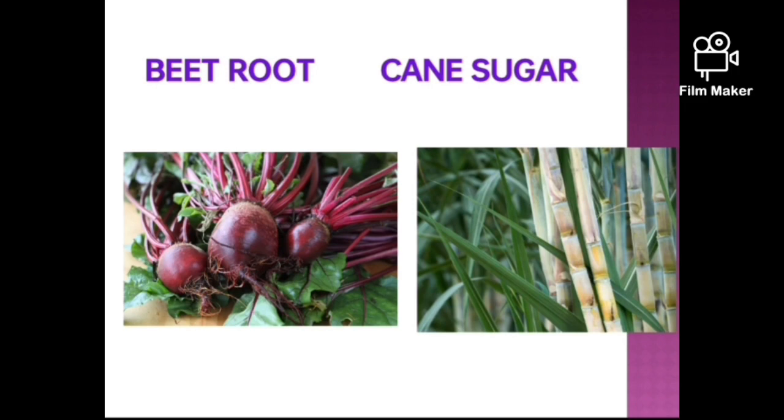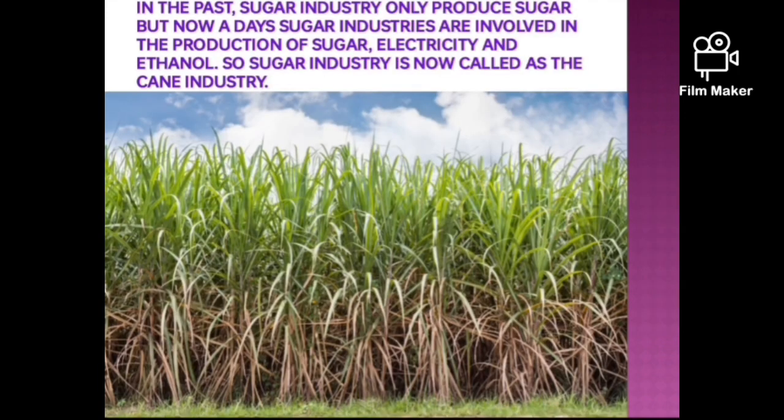In this slide, you can see the diagrammatic representation of beetroot and cane sugar. The first one is beetroot. It is of red color, dark maroon colors can be seen in the beetroot, whereas cane sugar is light green to white and yellow color. That is cane sugar. You can see the cane sugar in the diagram, long sticks of fiber.